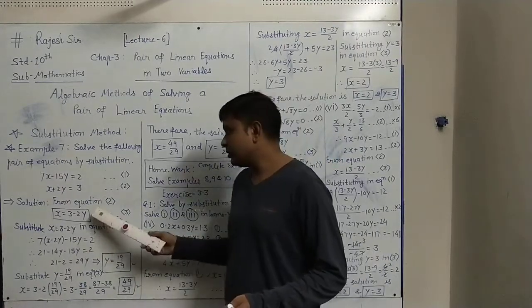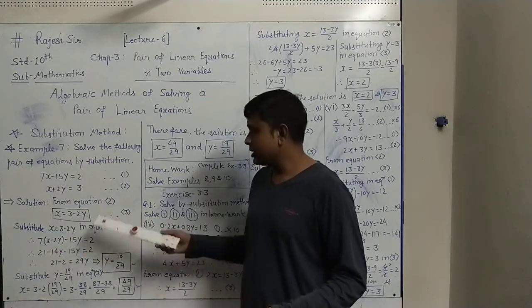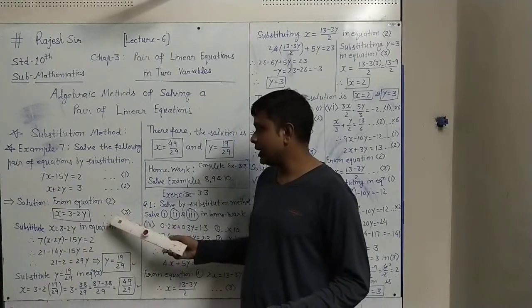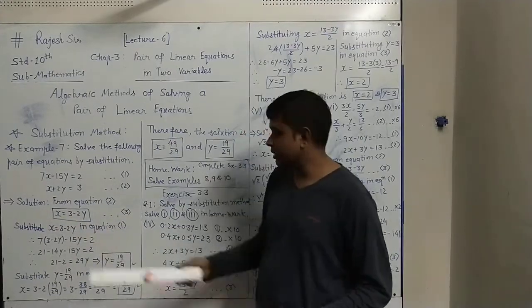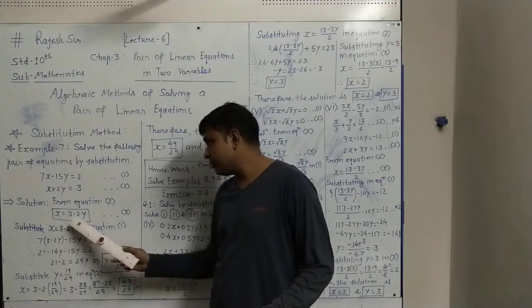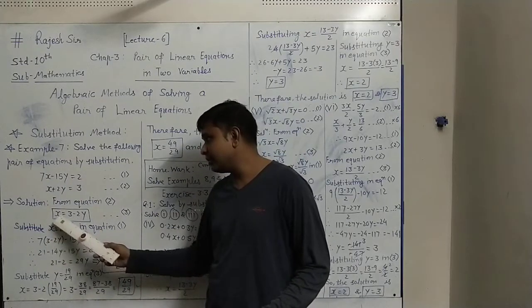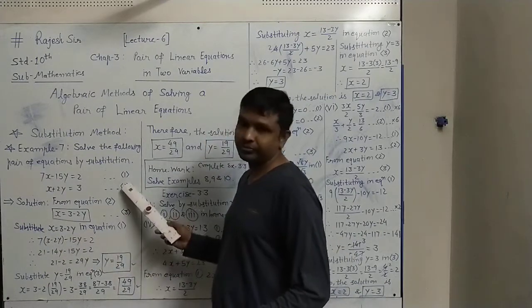This is actually the second way of representing equation 2. So equation 2 is represented as equation number 3 in the form of x equals 3 minus 2y. Now, this value x equals 3 minus 2y is what we have to substitute in equation number 1.